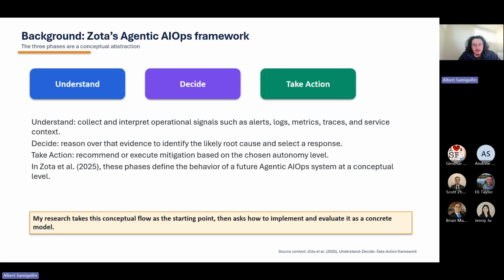So my framework uses it as a starting point, but then my work asks how to implement and test a concrete version of it.